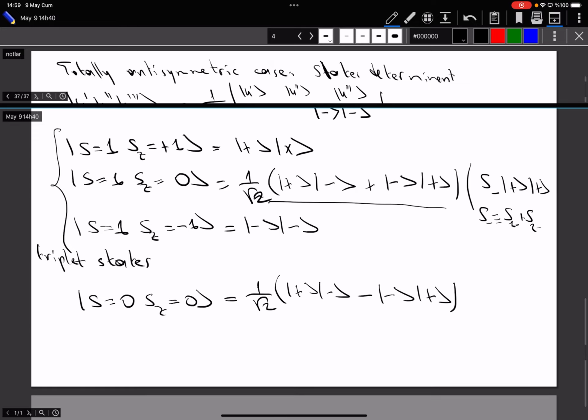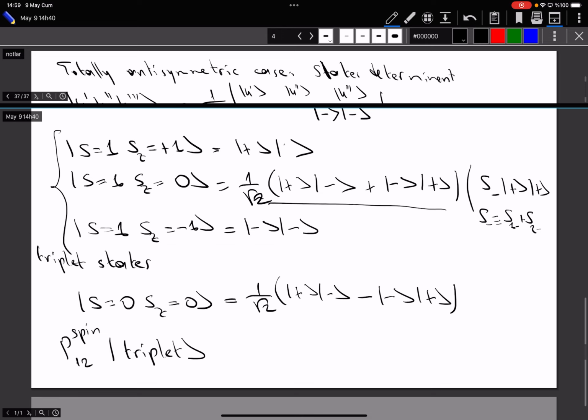Now, if you look at this P12 spin operator acting on a triplet state, well, all 3 of them are symmetric. This plus plus is obviously symmetric. Minus minus is also obviously symmetric. Then we have plus minus plus minus plus. Each term is not symmetric or anti-symmetric, but that combination is a symmetric combination. So this is symmetric. It has an eigenvalue plus 1.